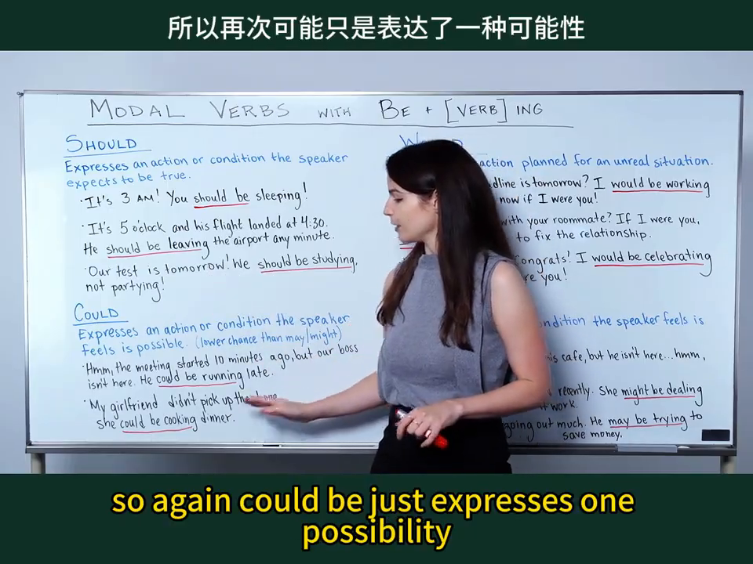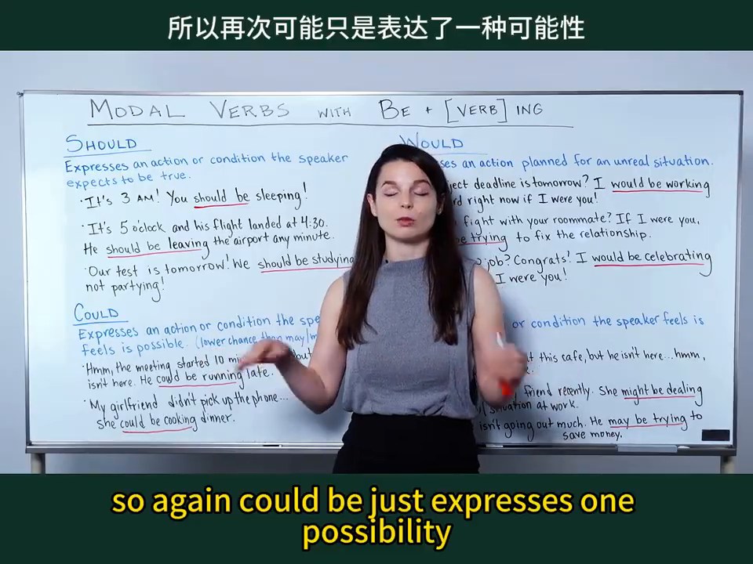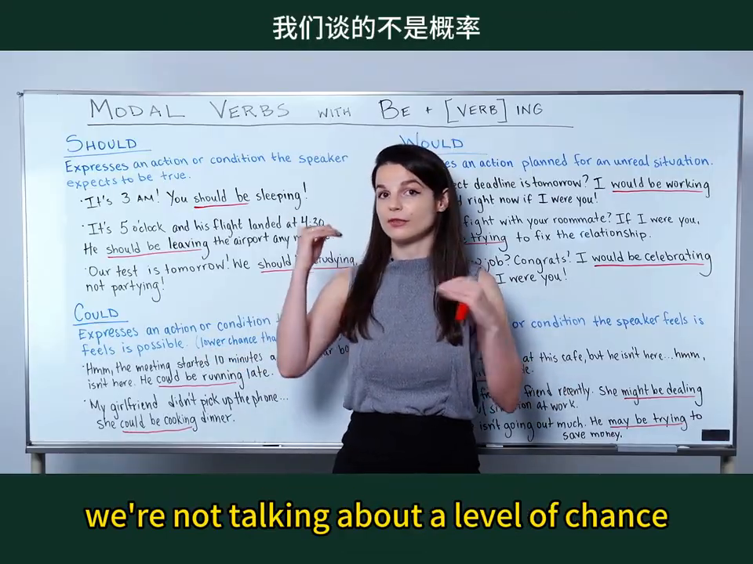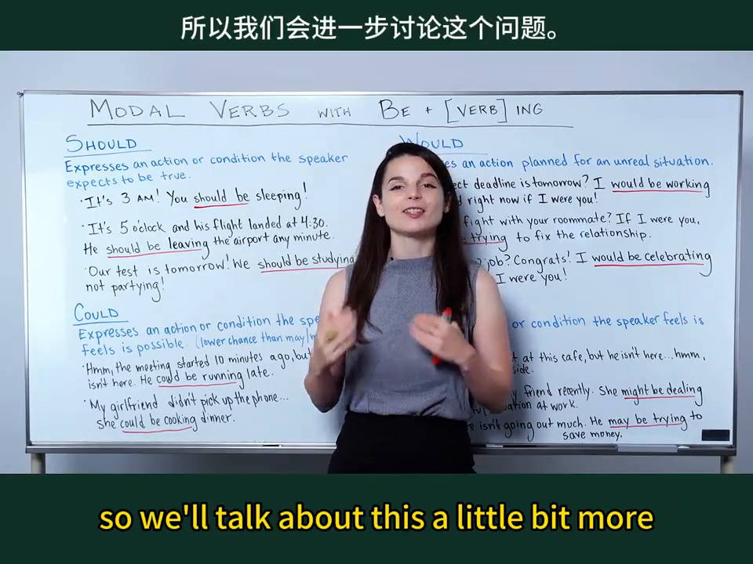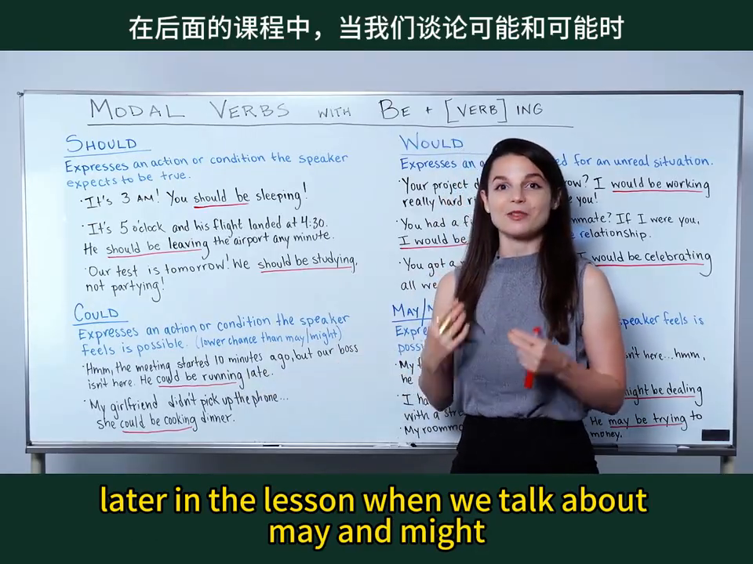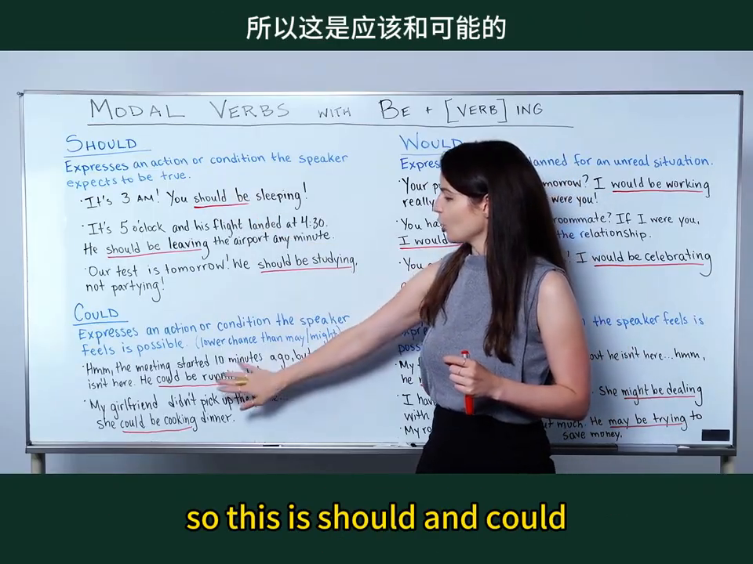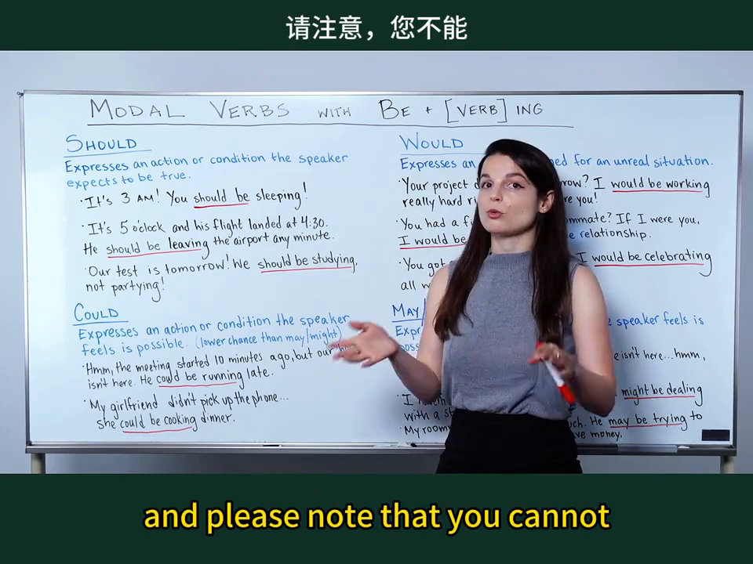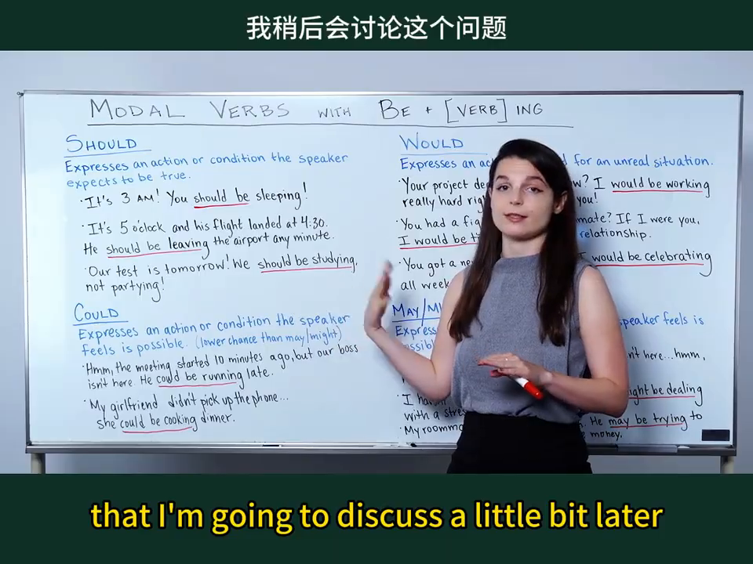She could be. So again, could be just expresses one possibility. We're not talking about a level of chance. We're just sharing an idea for a reason for something. So we'll talk about this a little bit more later in the lesson when we talk about may and might. So this is should and could, and please note that you cannot always interchange these verbs that I'm going to discuss a little bit later.